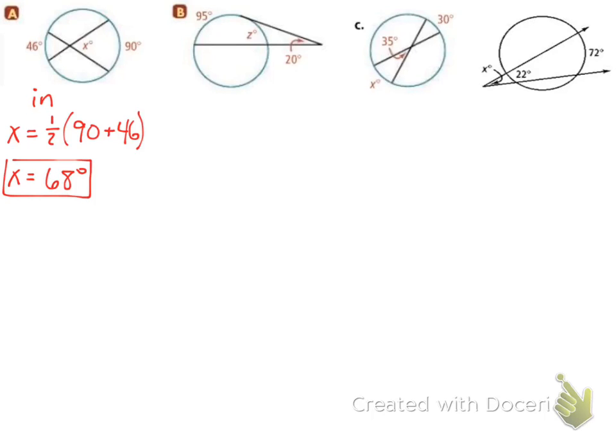Going to do the one over on the right-hand side then. Again, my angle's happening outside of my circle. So if it's outside, I know I'm going to subtract the near arc from the far arc. So x is equal to 1/2, and then the far arc is 72, and the near arc is 22. It should always give us a positive number there. So when I do that, I get 72 minus 22 is 50. Half of 50 is going to be 25 then.